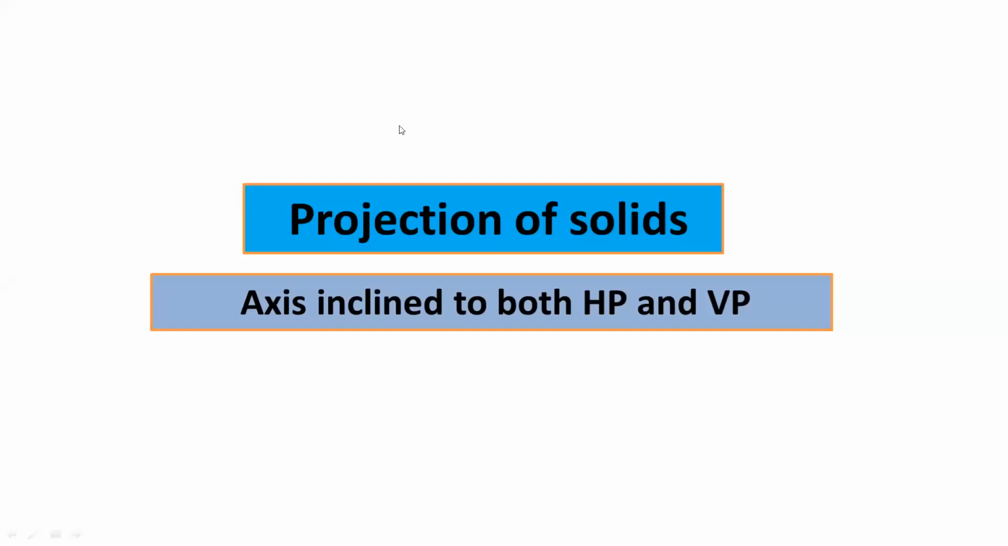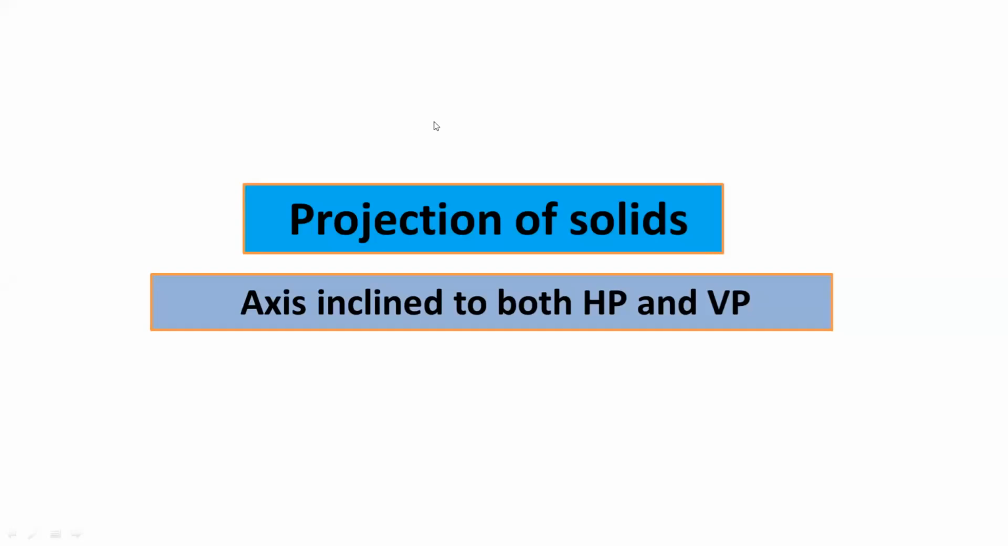So in this session, we will see the projection of solids when the solid axis is inclined to both the planes HP and VP. Okay. During the last two lectures, we have seen the projection of solid where the axis of the solid is inclined to one plane, that is either HP or VP, and it is parallel to the other plane.